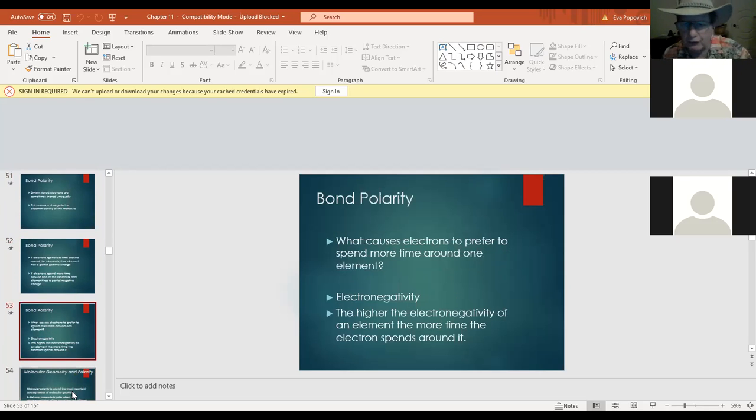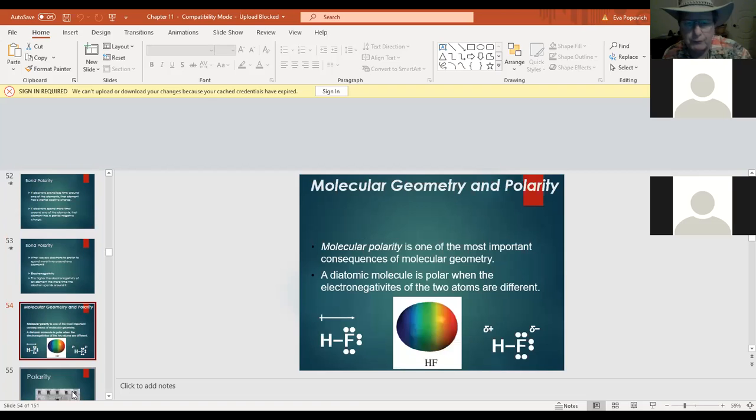This is stuff I've already mentioned. If I have a hydrogen fluoride bond, electrons are going to spend more time around fluorine than they are around hydrogen. So the fluorine is going to be negatively charged.